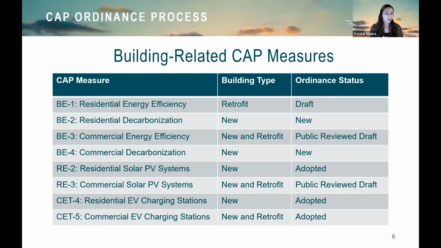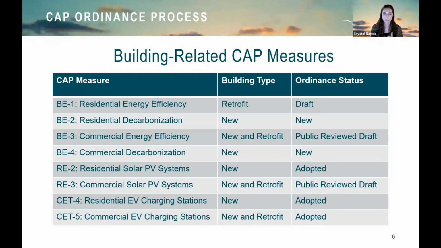The next one is BE4, that's commercial decarbonization, again, i.e. electrification. And this again would be for new buildings, new commercial buildings, and this is a new ordinance, so no language has been developed yet. And then RE stands for renewable energy. This is for residential solar PV systems. This is a measure that has been put into an ordinance and has been adopted by council. This ordinance for us is actually synonymous with the state solar mandate for new residential buildings.